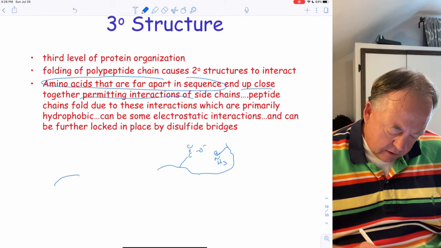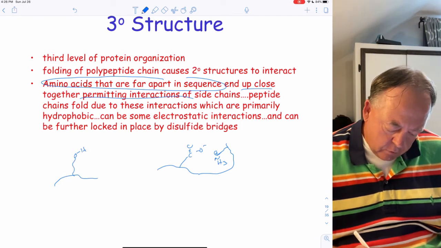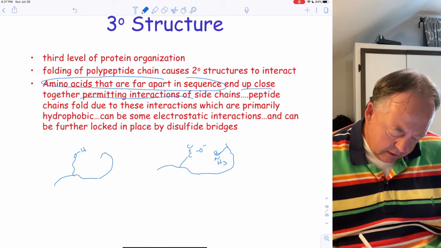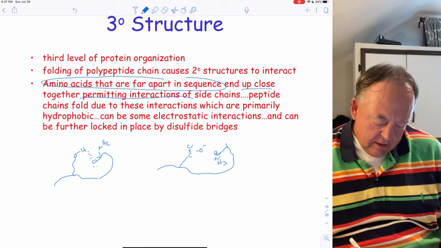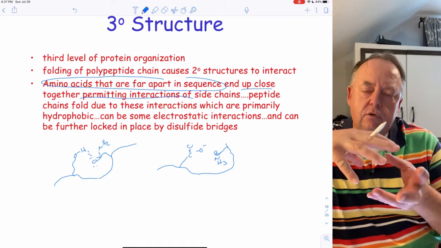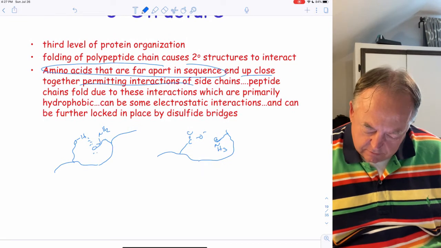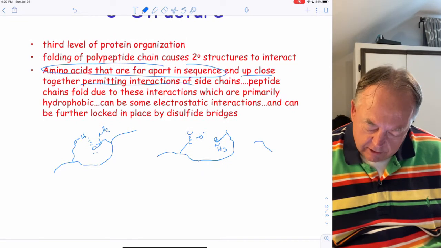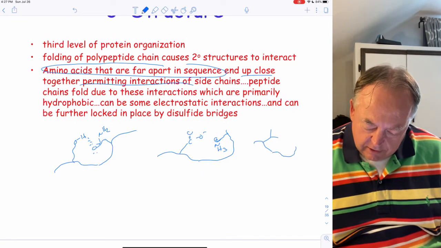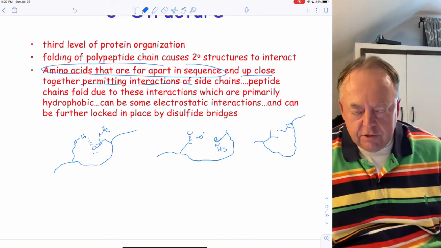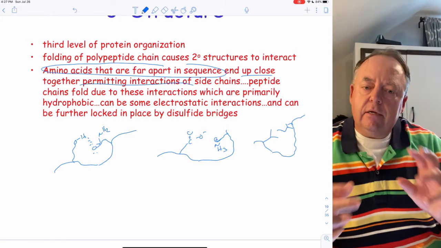Or you may have something like a serine with a hydroxy group, maybe something like the amide side chains, and then they could hydrogen bond to each other. And so that's going to give some organization to the three-dimensional shape of that protein. Or if it's hydrophobic residues, like a valine, an isoleucine or a leucine, they're very hydrophobic in nature, then they're going to tend to aggregate as well.